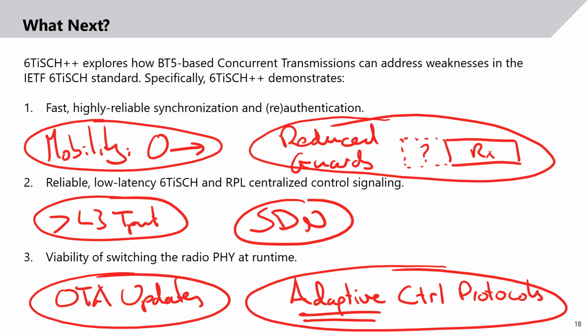And as mentioned previously, one of the big interests from Toshiba in this was the fact that we could support over-the-air updates. But it really opens up the research space to things such as adaptive control protocols, whereby you're able to actually switch the physical layer at runtime in reaction to the current network conditions, or maybe even to support different application traffic.